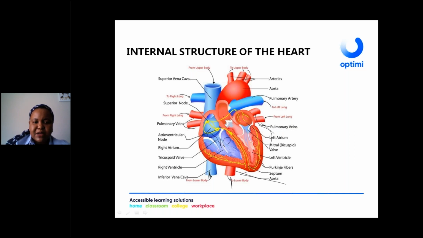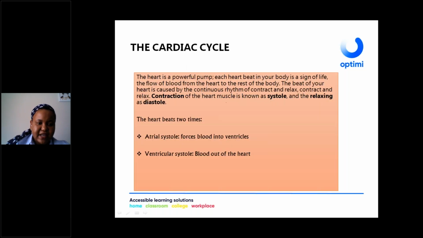And then from the pulmonary artery, the blood is going to travel into the lungs. When this relaxation and contraction happens, so when the atrium contracts and blood flows into the ventricle, this is known as the atrial systole, when blood is forced into the ventricles.